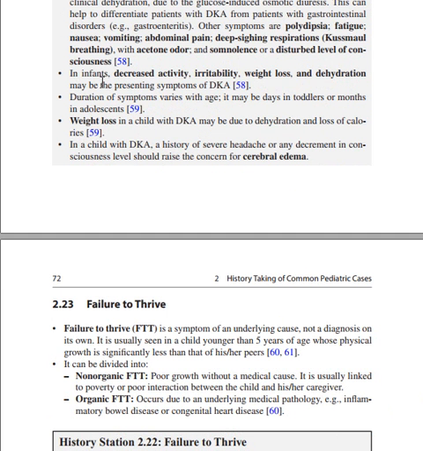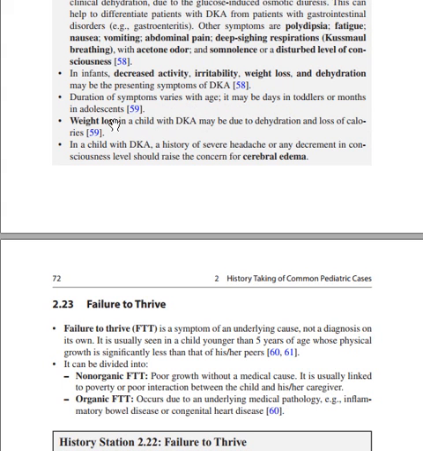In infants, decreased activity, irritability, weight loss, and dehydration may be presenting symptoms of diabetic ketoacidosis. Duration of symptoms varies with age. It may be days in toddlers or months in adolescents. Weight loss in a child with diabetic ketoacidosis may be due to dehydration and loss of calories.